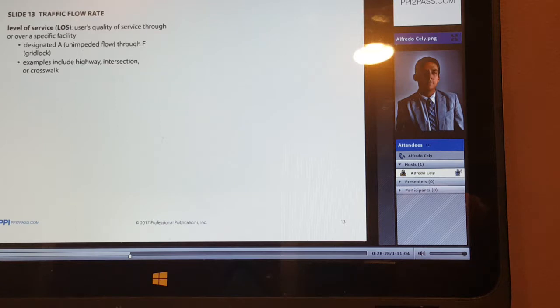Now, the benefits of designing for a level of service A may not justify the cost of construction, because you evaluate your level of service at the worst times of your facility, at your peak hours. That's when you evaluate your levels of service.